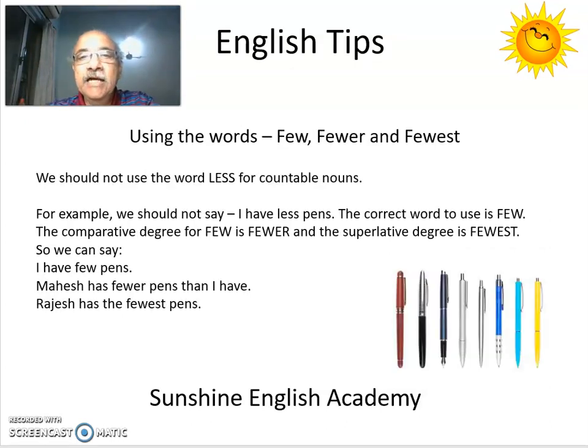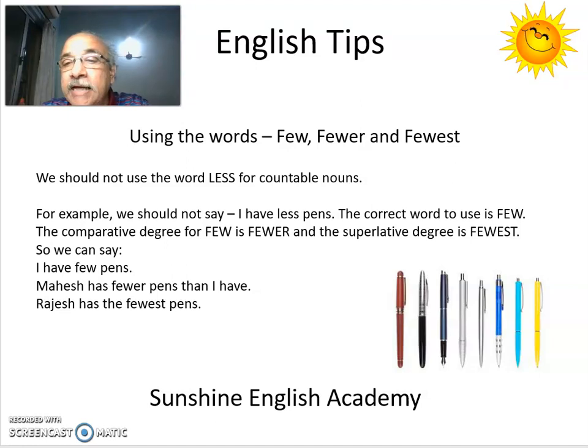Now let us see how we can use few, fewer, and fewest. As we just saw, the word less should not be used for countable nouns. For example, we should not say, I have less pens. This is because pens are countable.